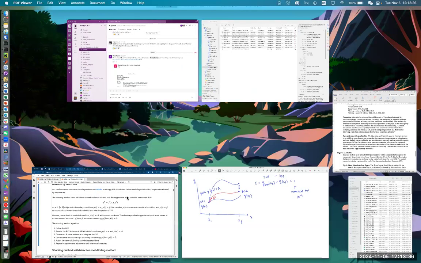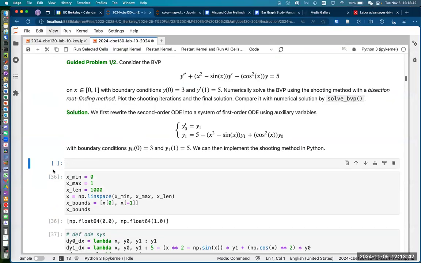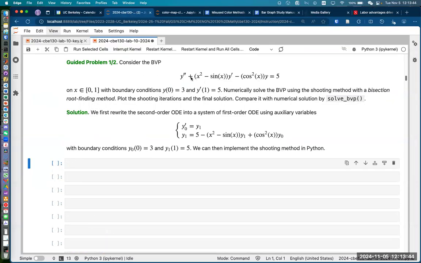Okay, and let's look at how we do that numerically. For this practice problem, we have a second order ODE and we want to reduce it down to a system of first order ODE by using auxiliary variables. Then we have the typical boundary conditions, and we want to solve it with the shooting method and compare it with the numerical solution by solve BVP. So the plan is to first solve it with solve BVP, so we have some ground truth, and then we can code up the shooting method to see if it matches solve BVP.